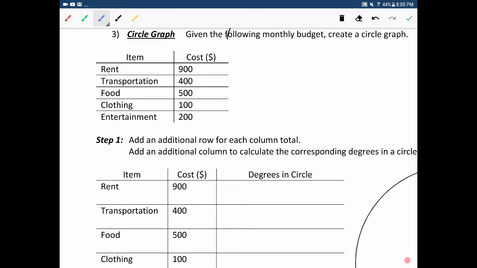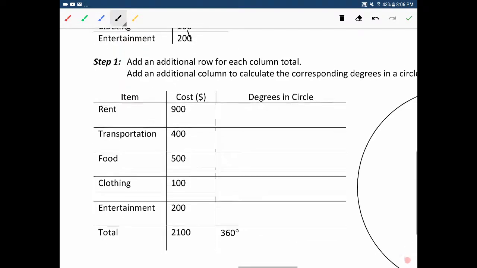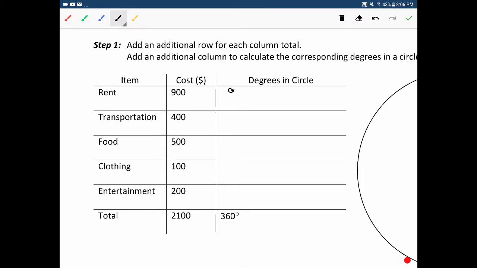So the first thing you need to do is find the total. You have to add these numbers all up. In this case, if we add these all up, it's going to give me $2,100. So you take each of them, whatever the cost was, and find the percentage by dividing by the total. Then you multiply that by 360 degrees. We'll do an approximation here, which is about 154.3 degrees, we'll say.